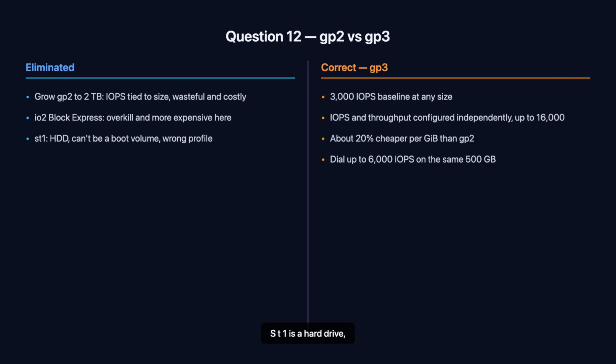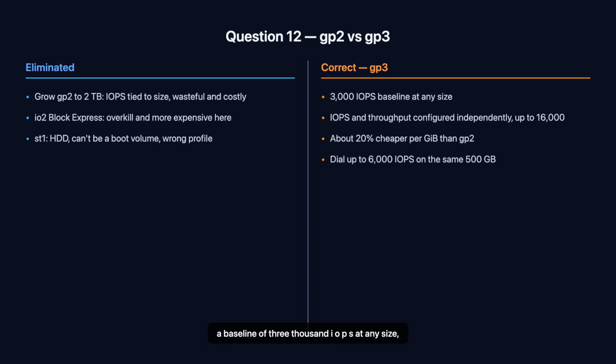ST1 is a hard drive. Can't even be a boot volume. Wrong profile entirely. The correct answer is GP3. With GP2, the pipe's flow rate is fixed to its diameter. With GP3, you dial the diameter and the pressure independently.